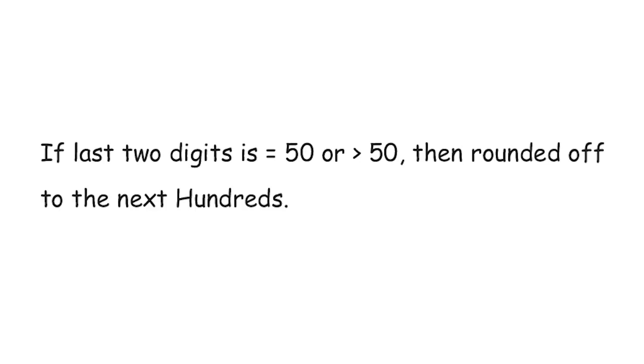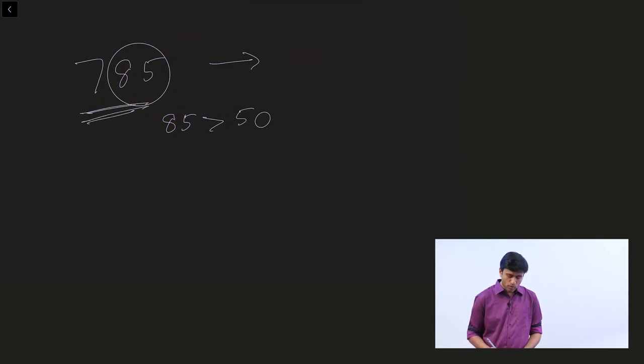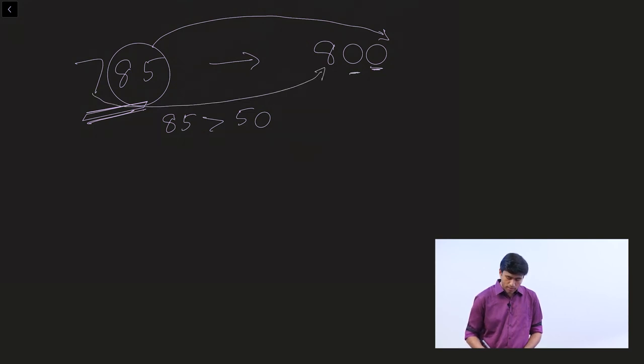What if the last two digits are greater than or equal to 50? Then you just have to round it off to the next 100. I'll show you an example. Let's look at 785. Here, 85 is greater than 50. So you round this number to the next 100. What is the next 100 to 785? It is 800. In other words, you place 0 at the ones place and tens place, and for the hundreds place you just have to add 1.